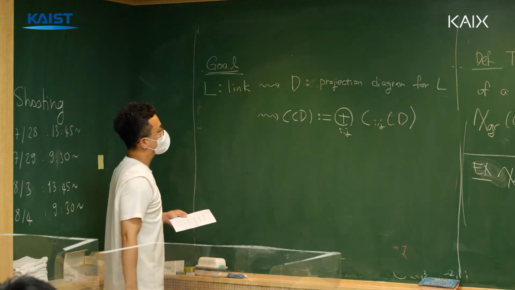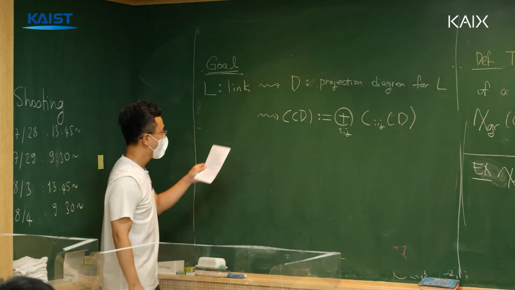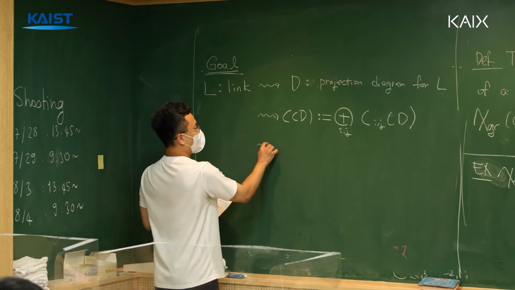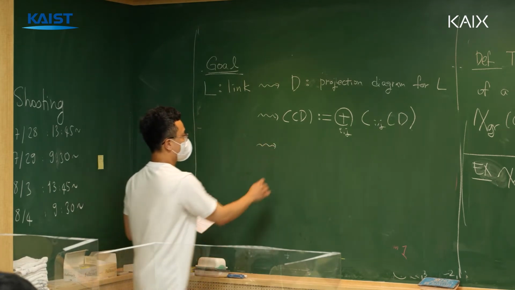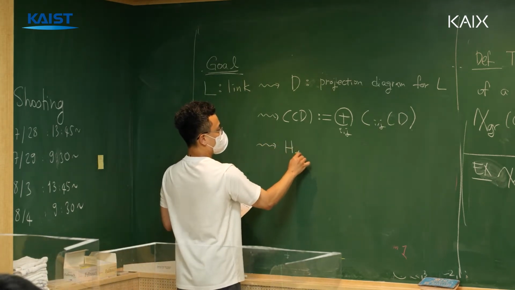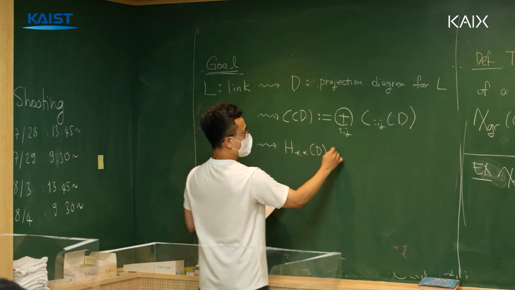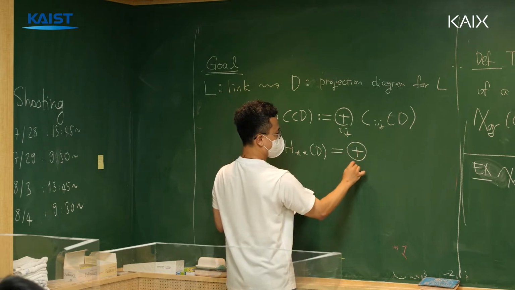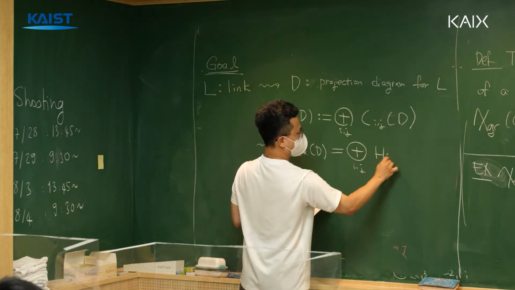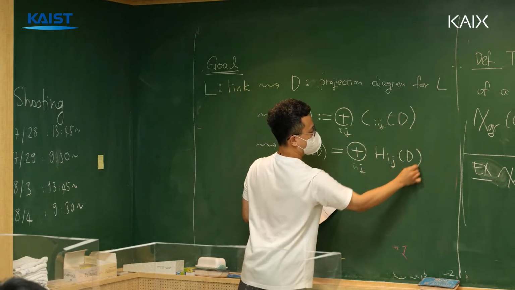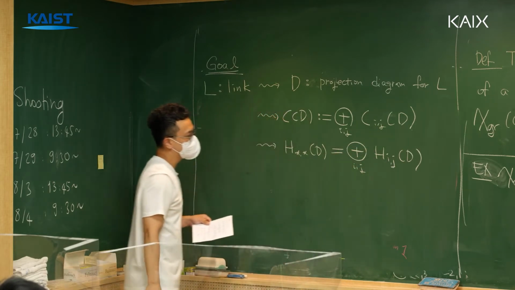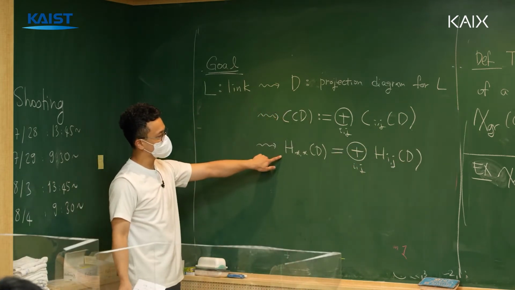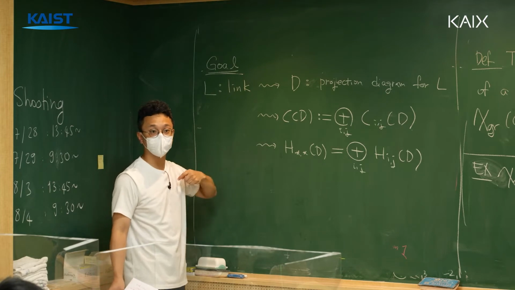So this is going to be a bigraded chain complex that comes from this diagram. And then we are going to take a homology of this. So H star star of D is going to be the sum of H i j of D. So this is going to be kernel mod the image, and we are going to look at this homology over here, and we are going to call this Khovanov homology.